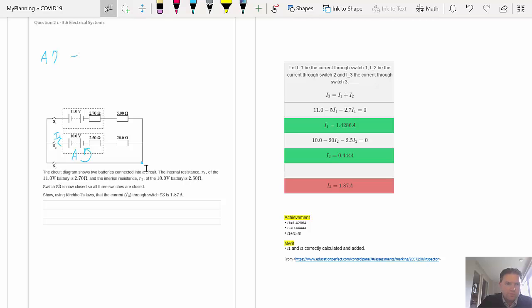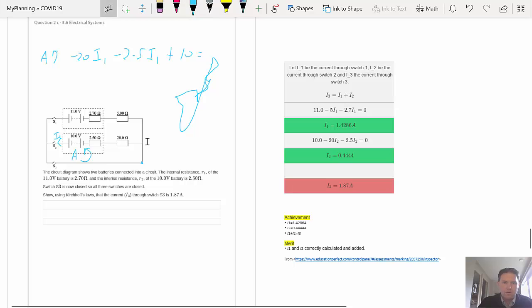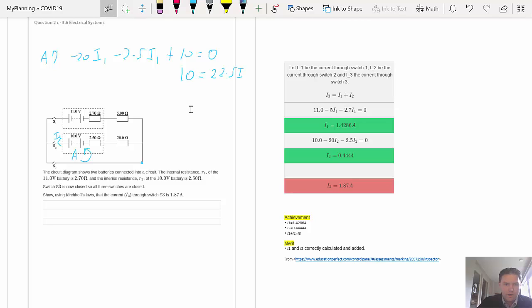So we're going with the current, so it's going to be minus 20 I1, you can call it whatever you want, minus 2.5 I1, go from little to big, plus 10 equals 0. So minus 20 minus 2.5 gives you minus 22.5, so 10 equals 22.5 I1.